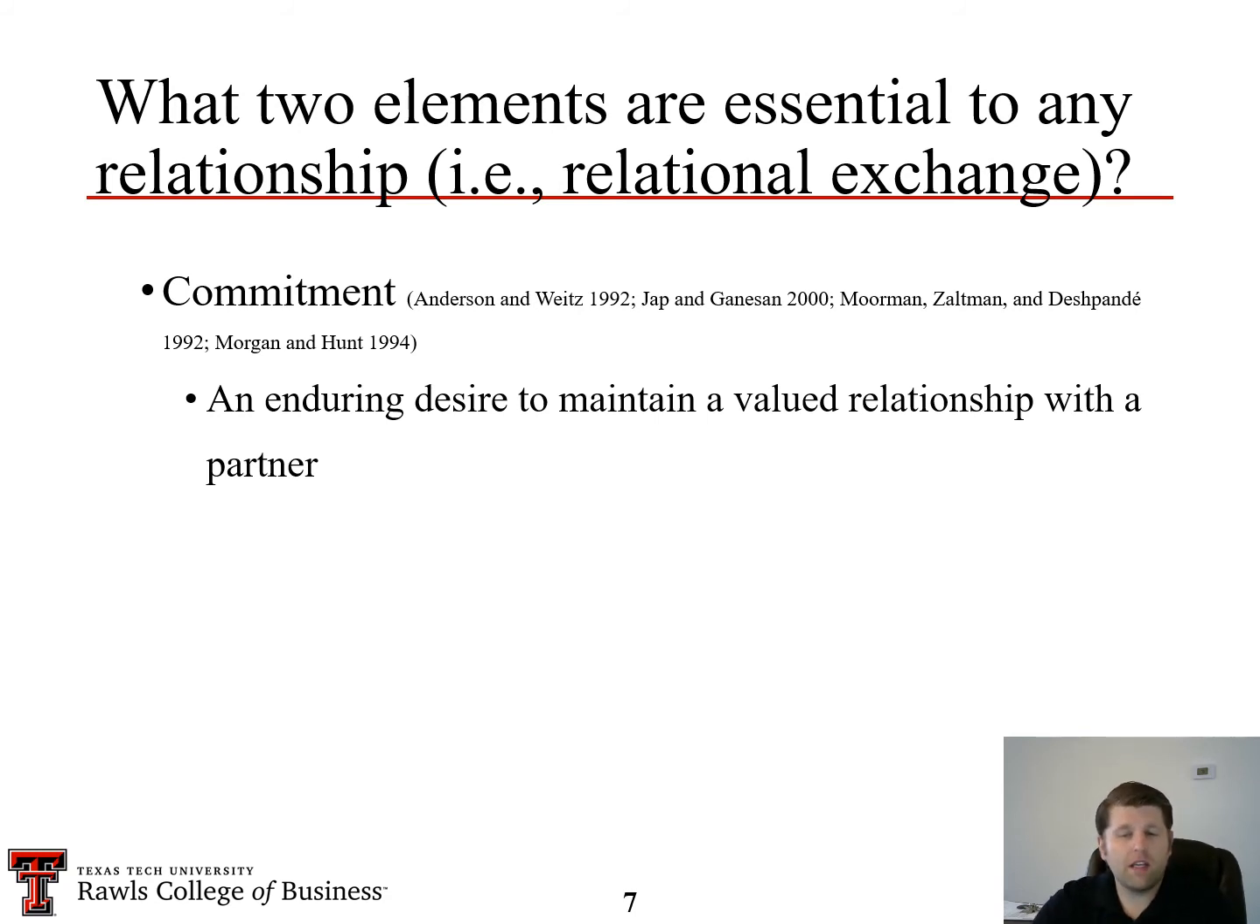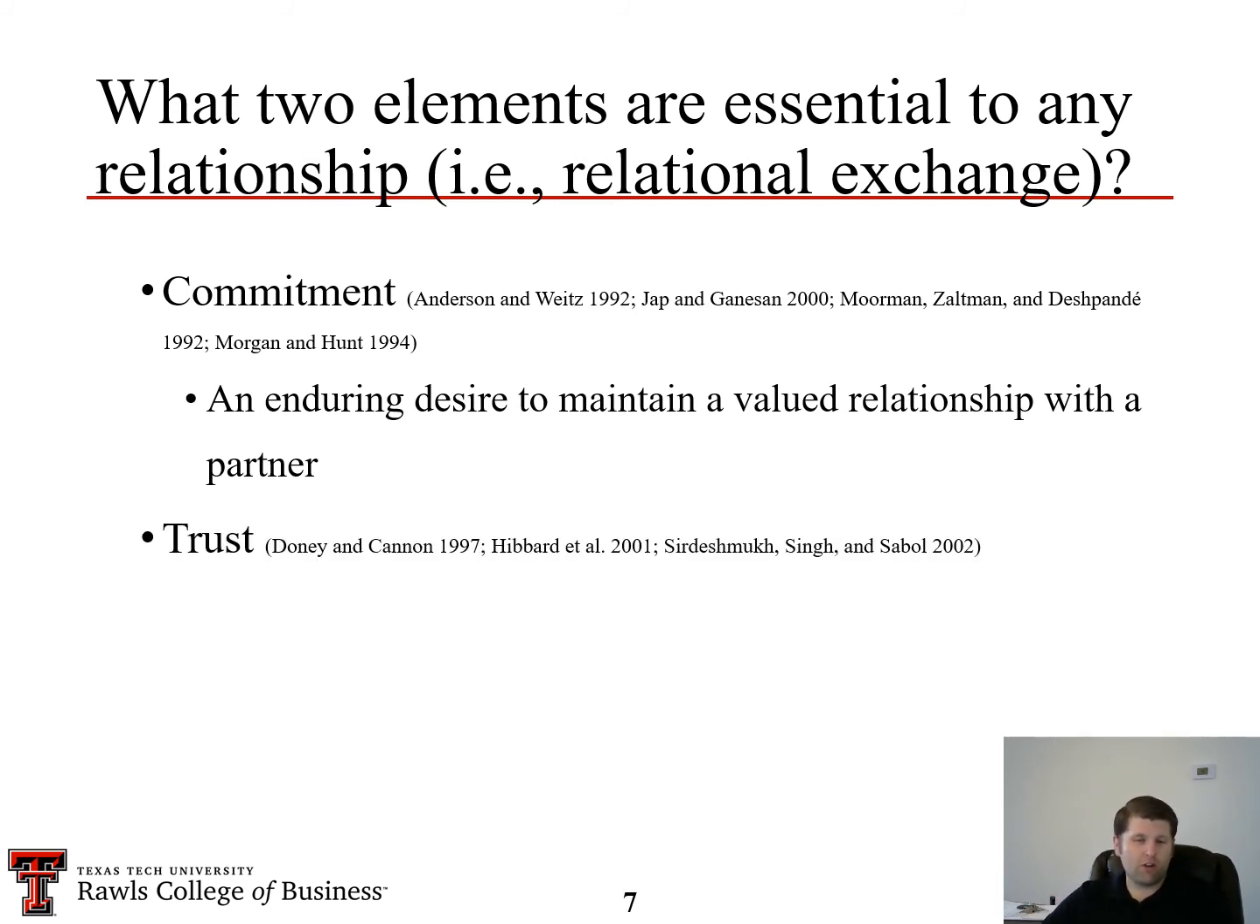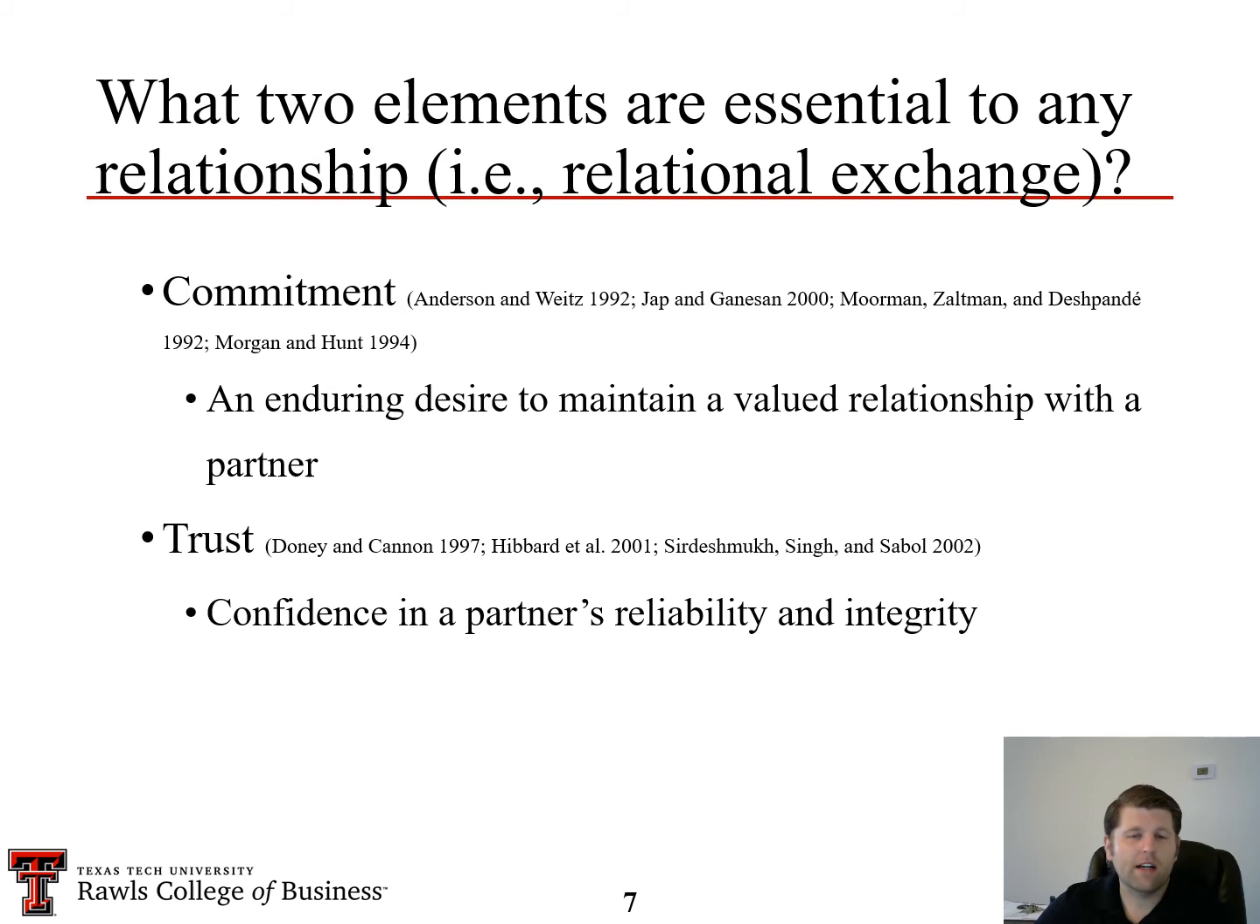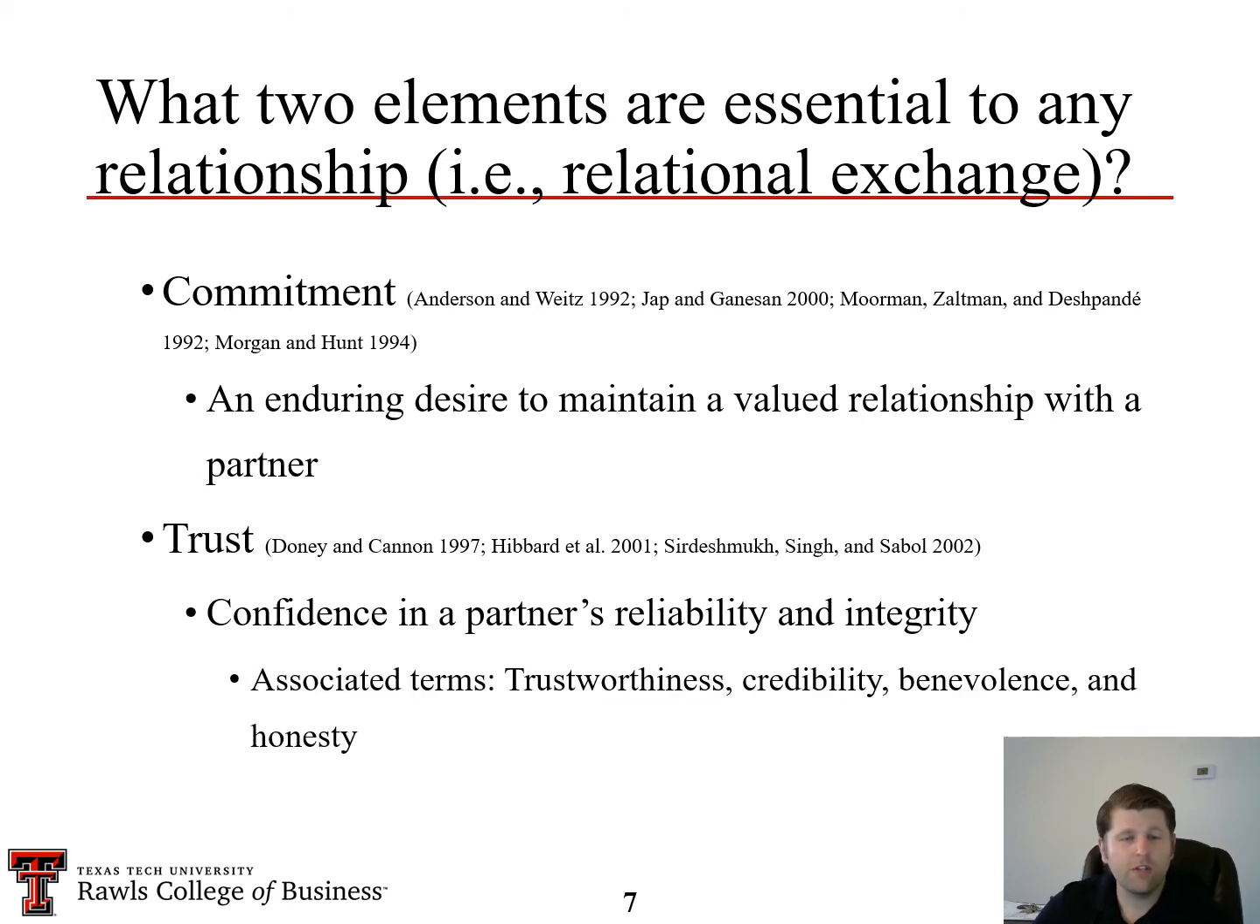We could think about this in if we're in a romantic relationship, commitment is really important, right? Without commitment, that relationship probably wouldn't happen anymore, right? It would cease to exist because without commitment, if a relational partner breaks that commitment, it breaks the next key component, which is trust. So with trust, we have to have a confidence in our partner's reliability and integrity. And so trust and commitment are two key components.